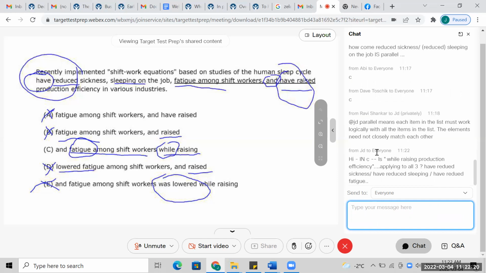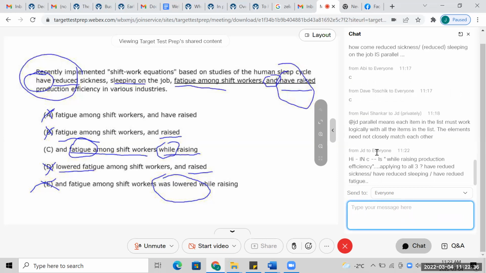Okay. Let's look at this one more time to see why it's correct, and then we'll move on to the next one. "Have reduced sickness, have reduced sleeping on the job, and have reduced fatigue among shift workers while raising." Makes complete sense, while raising production efficiency.